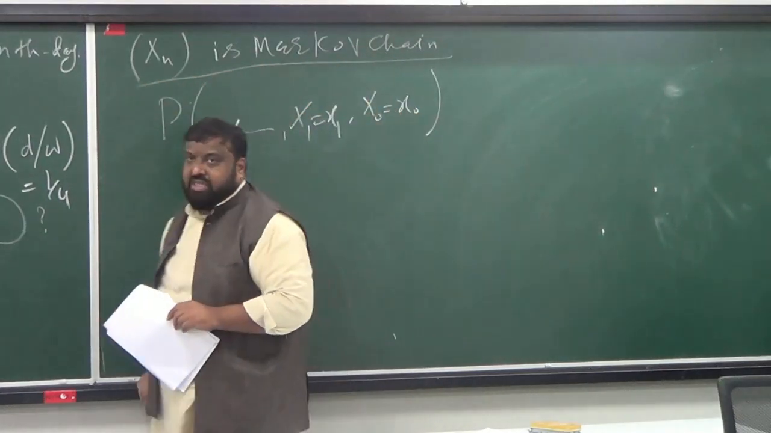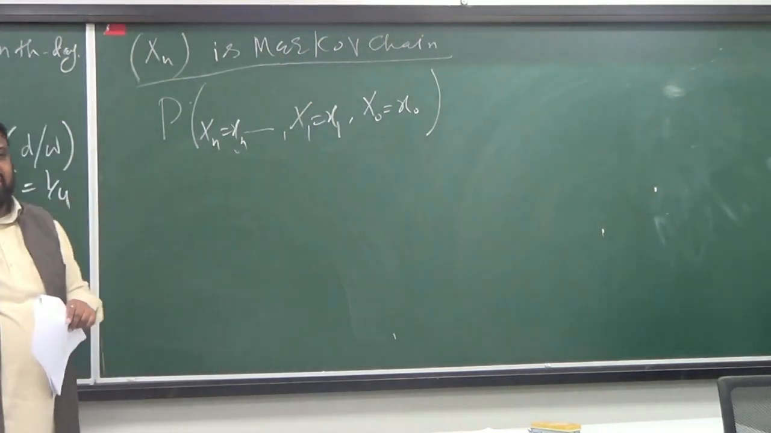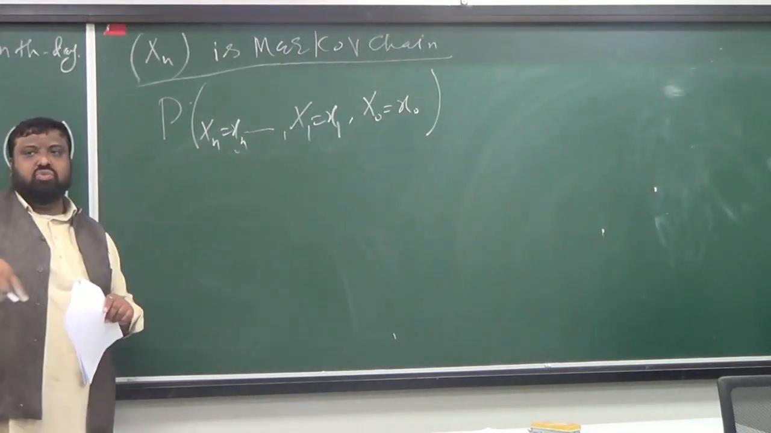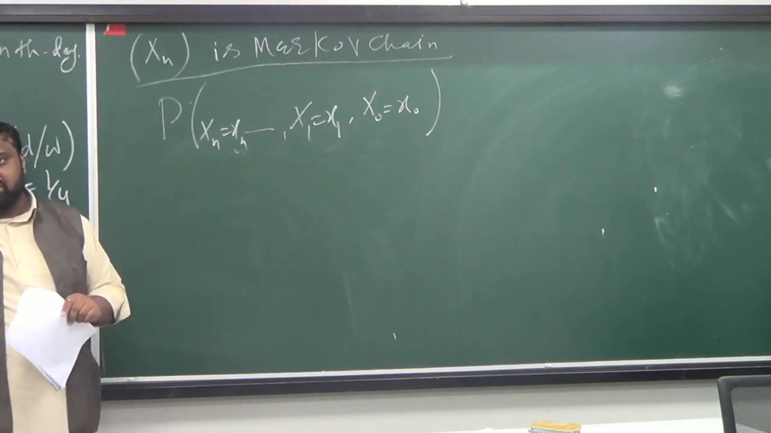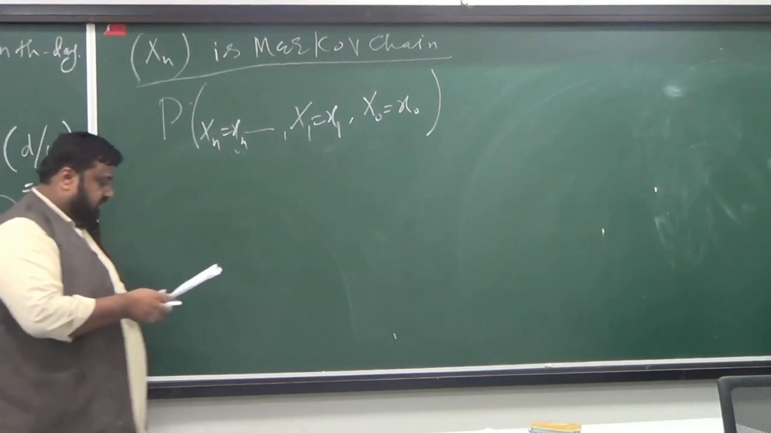I know that the mean property is satisfied. It's a kind of process in which things do not depend on history. It depends on present and past. So how can I conclude it?